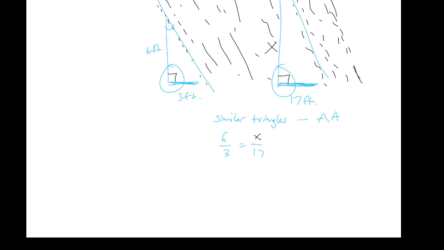And then we just take a quick cross product. 6 times 17, which is 102. So we have 102 is equal to 3x. We're going to divide by 3 on both sides, and you're going to get 34. So it's going to be 34 feet.